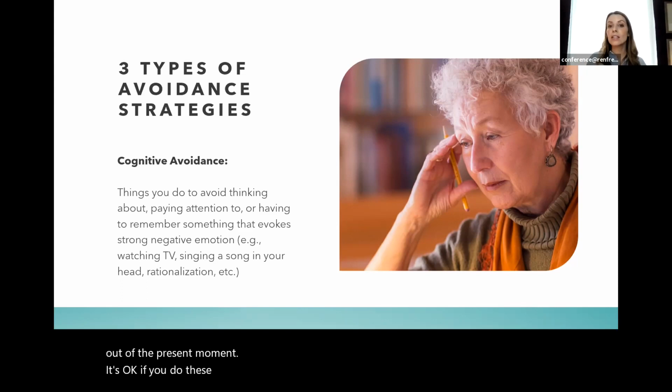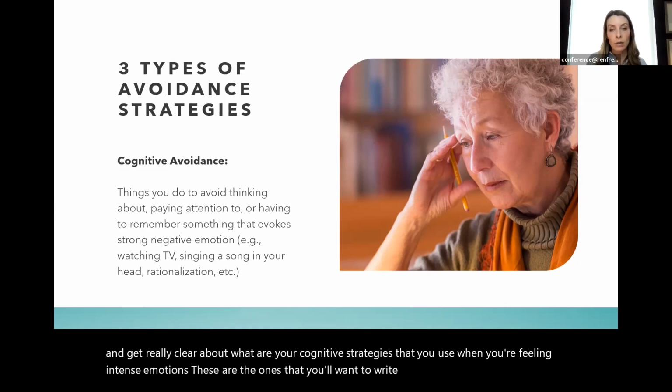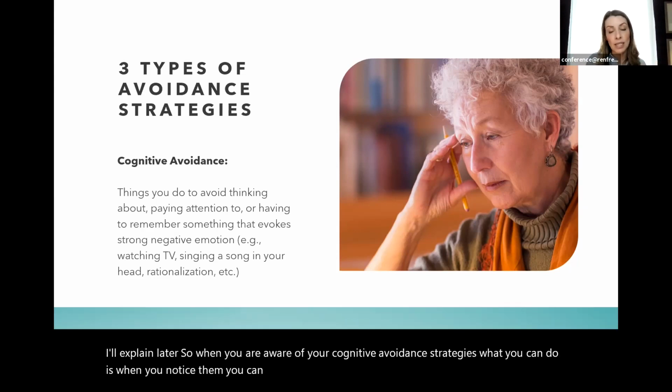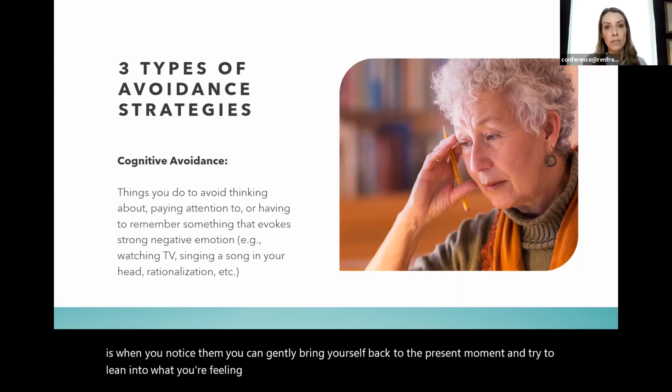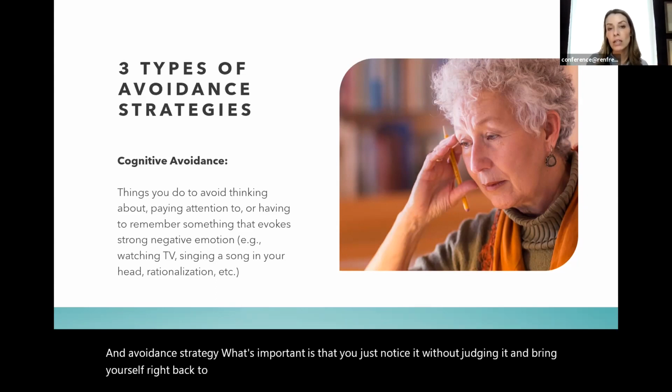What is important is that you don't judge it and you just notice it and get really clear about what are your cognitive strategies that you use when you're feeling intense emotions. These are the ones that you'll want to write down when you do the ARC, which I'll explain later. So when you are aware of your cognitive avoidance strategies, what you can do is when you notice them, you can gently bring yourself back to the present moment and try to lean into what you're feeling. So whenever you notice an avoidance strategy, what's important is that you just notice it without judging it and bring yourself right back to whatever emotion you're trying to avoid.